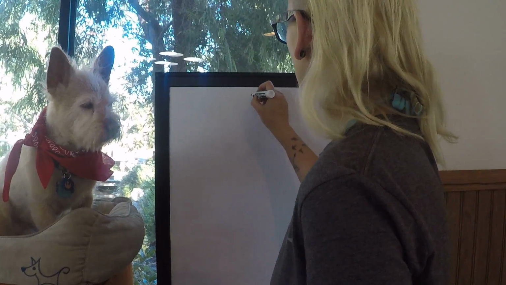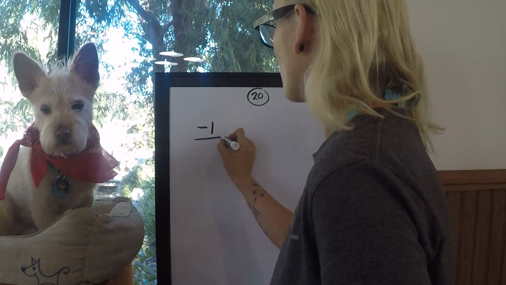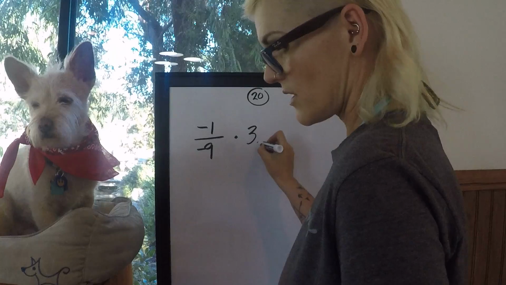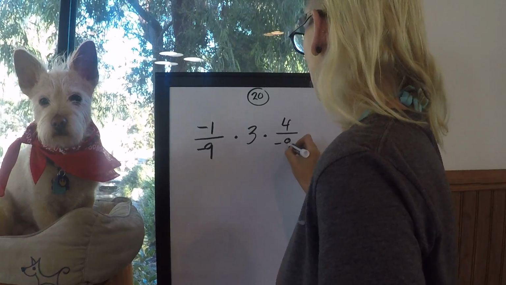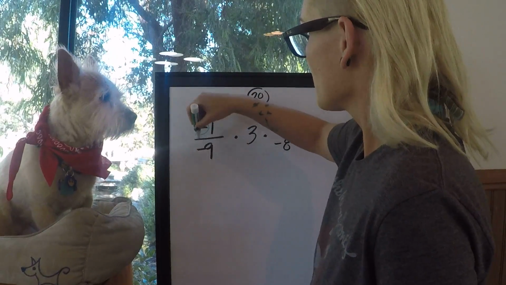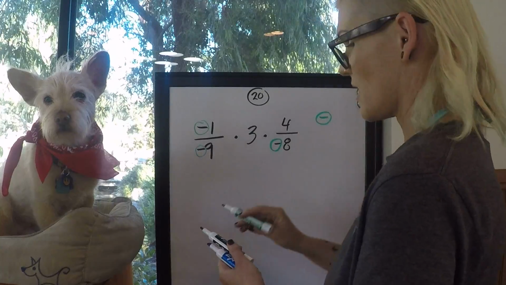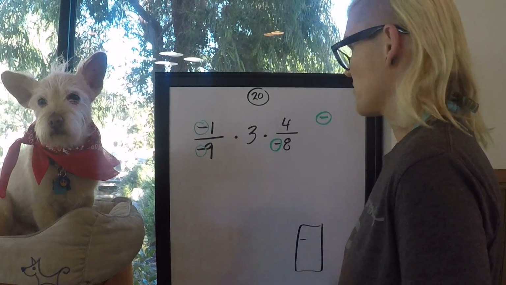All right, number 20. Number 20, I have a negative 1 over negative 9 multiplied by 3 times 4 over negative 8. All right, so again, we're going to count all the negatives. I've got 1, 2, and 3. So our final answer is going to be negative. I'm going to go ahead and write our answer box. It's going to be negative.